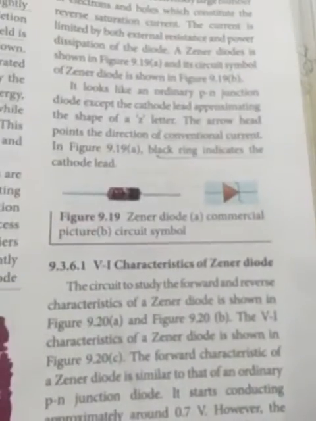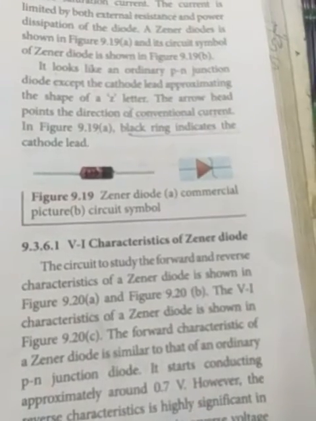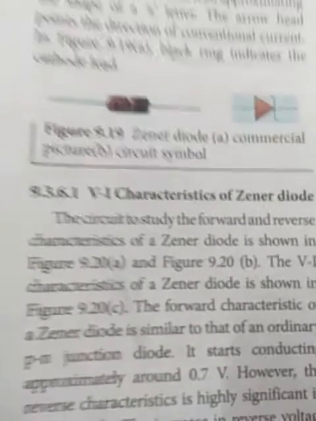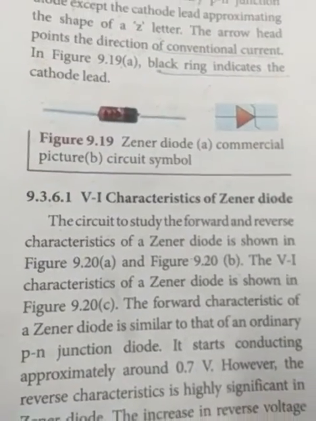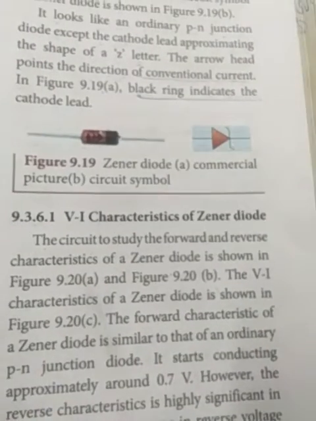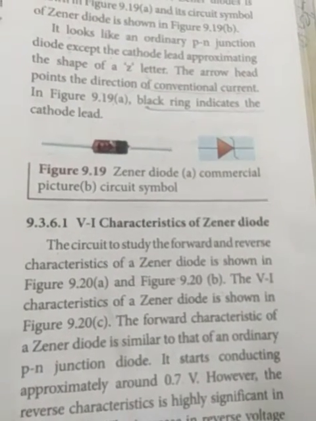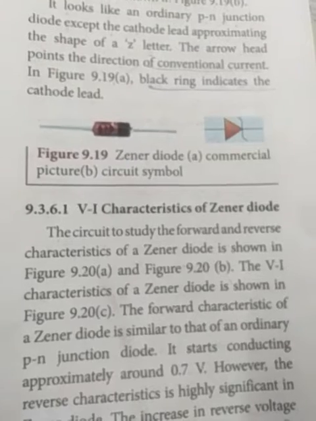Next, the VI characteristics of the Zener diode. In the circuit to study them, we take the forward bias and the reverse bias characteristics of the Zener diode.